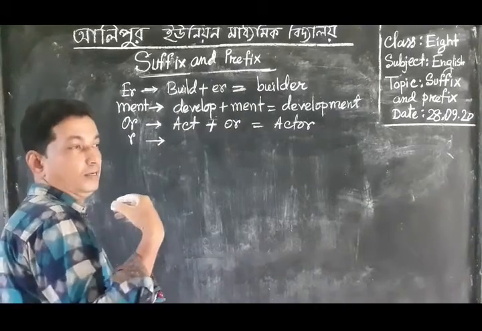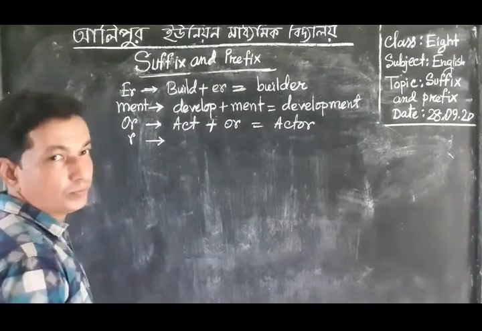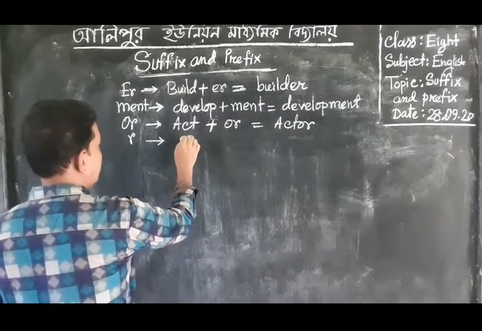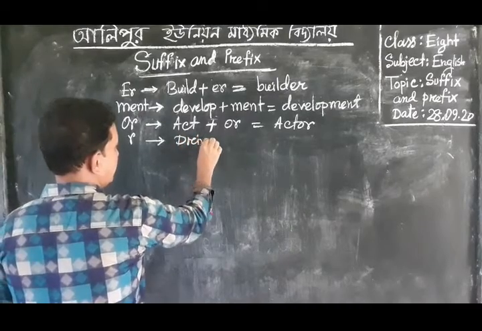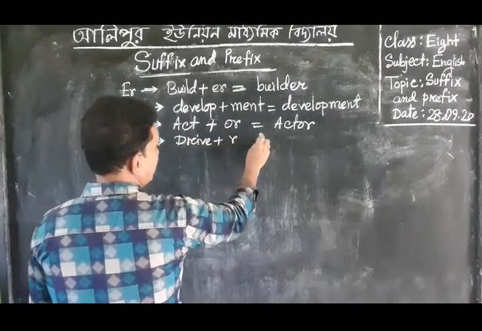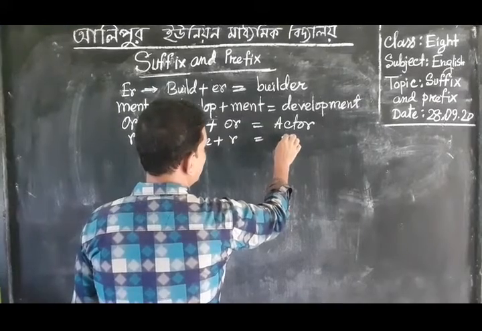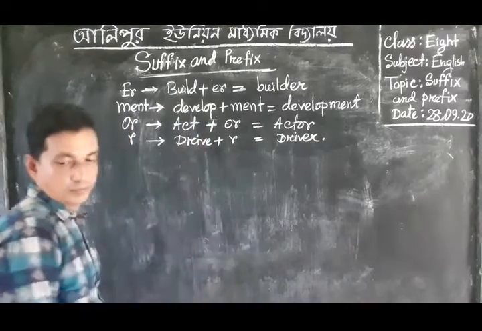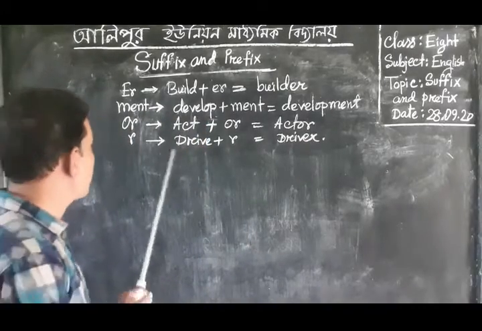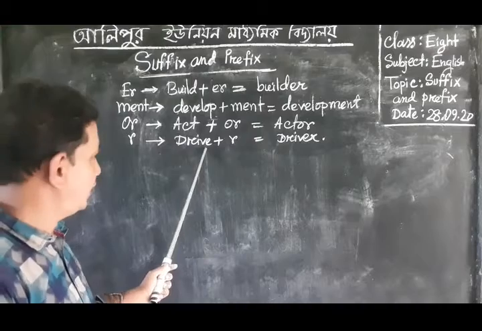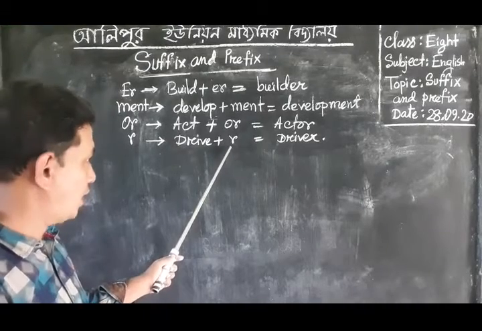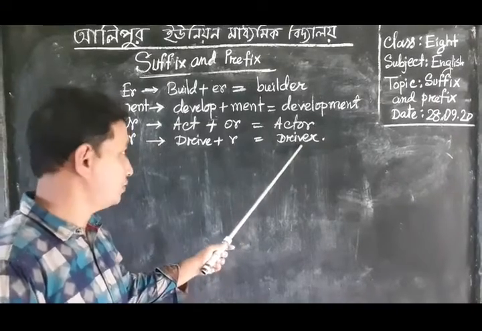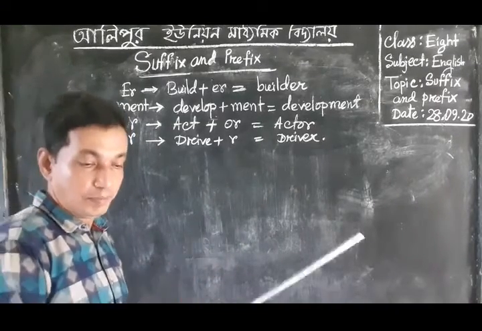And now I will show you the new word using "-r". Drive plus "-r" is equal to driver. Dear learners, I will go to the blackboard. Drive is the verb, and at the end of the verb we have added "-r", and the new word is driver. Okay, dear learners. So "-r" is a suffix.